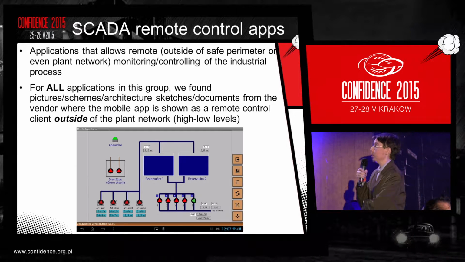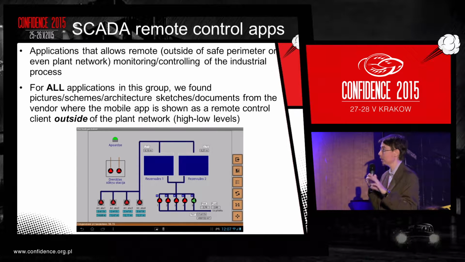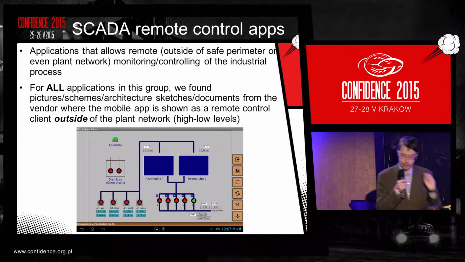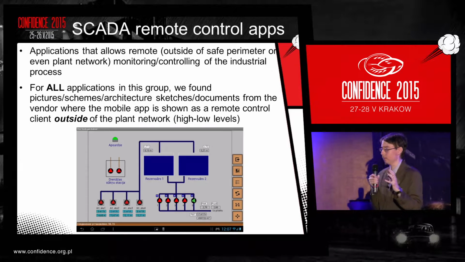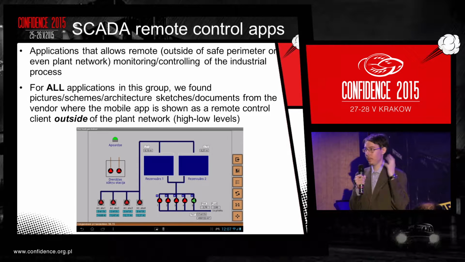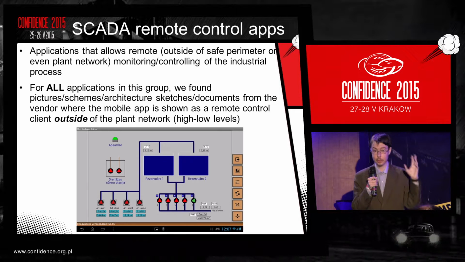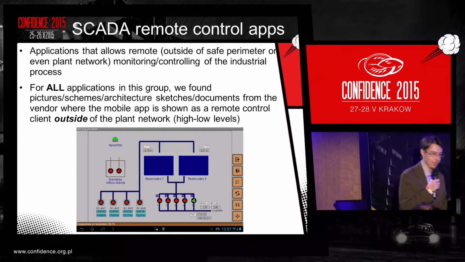This application allows remote monitoring or controlling of the industrial process, from outside of the safe perimeter or even outside the plant network. For all applications in this group, we found pictures, schemes, architecture sketches, and documents from vendors where the mobile app is shown as a remote control unit outside of the plant network. So this is a bit scary, but it is. You can go to some vendor sites and see how they propose applications that could be used for remote supervising of an industrial process through the internet or through the GSM channel or through other things.